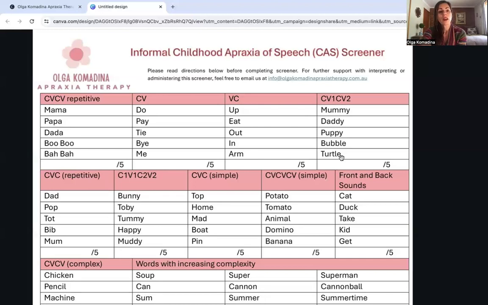Okay, so if we think about it that way, when I'm assessing a child's speech to check whether there are signs of apraxia, I'm going to start somewhere. Let me explain first the CV structures. C stands for consonant. V stands for vowel. So we have CV repetitive. These are the easiest babbling type words. Mama, papa, dada, boo boo, baba. So we check, can the child do these?